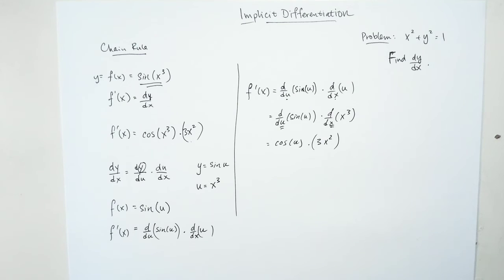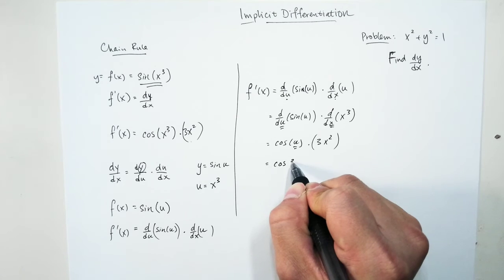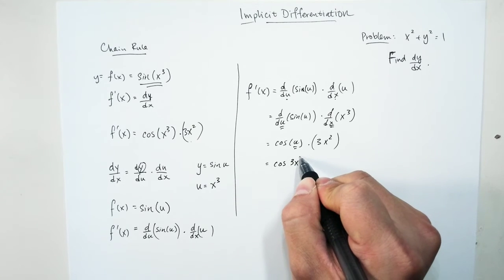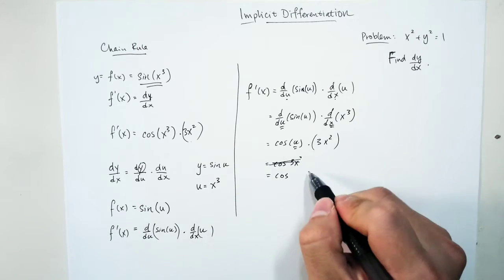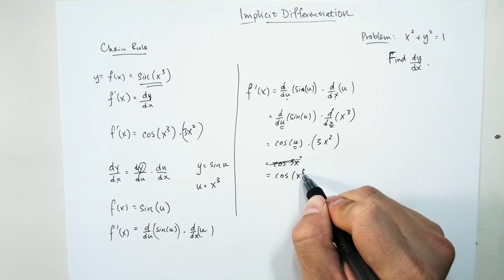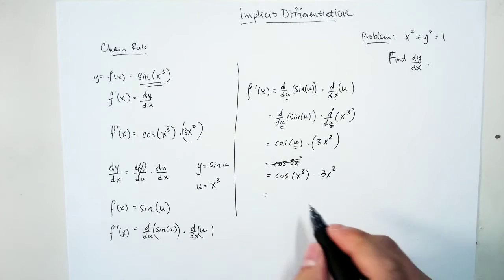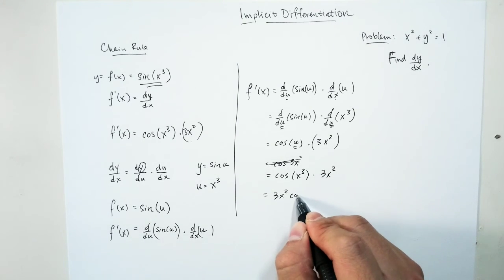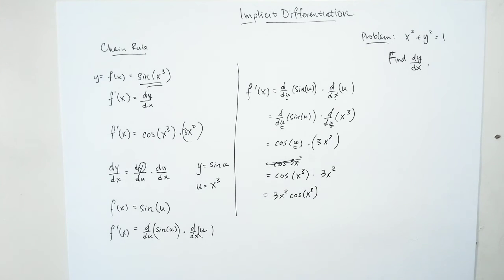This is simply cosine u, okay, and multiply by 3x squared. Okay, now we really want to use x as our variable. So therefore, we will substitute x cubed back to u right here. So it's going to be cosine u, it's x cubed times 3x squared. Or if you rearrange it, it's going to be 3x squared times cosine x cubed. That is our derivative. Okay.